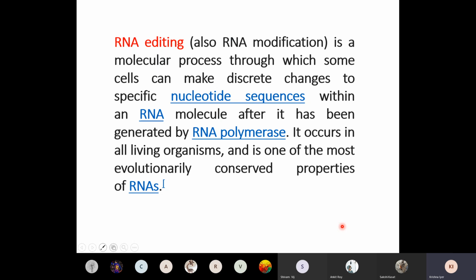It seems to occur in most living organisms, and is, as I say, one of the conserved properties of RNA. This is a very important statement: evolutionarily conserved properties of RNA. So this ability to do RNA editing or RNA modification appears to be a property of some of the specific RNAs present in living organisms. Now, what this is and how this occurs, maybe we will reserve for next time. So I am going to stop here for now, stop my sharing, and let us see if there are any questions at this point.